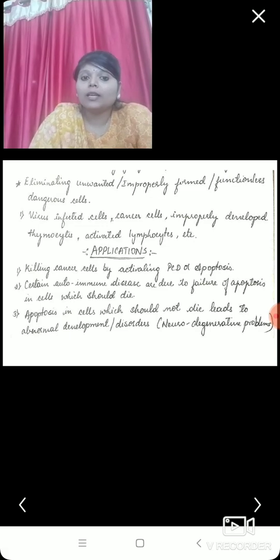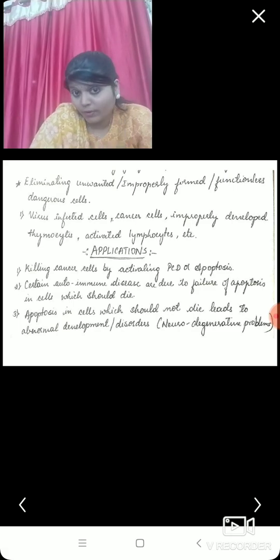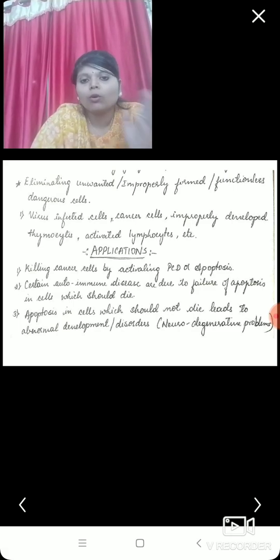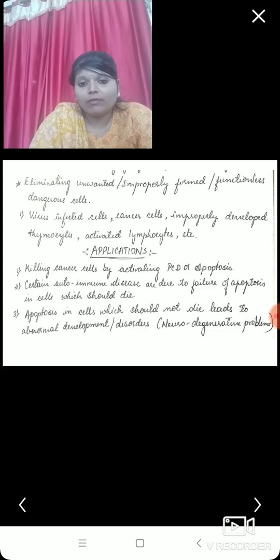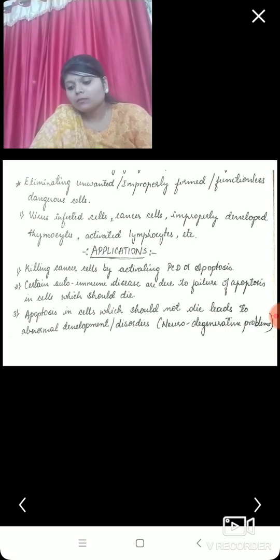Elimination of unwanted, improperly formed or functionless dangerous cells is very important, because I have to throw them out of the body. Virus-infected cells, cancerous cells, improperly developed cells and activated lymphocytes all have to be destroyed.